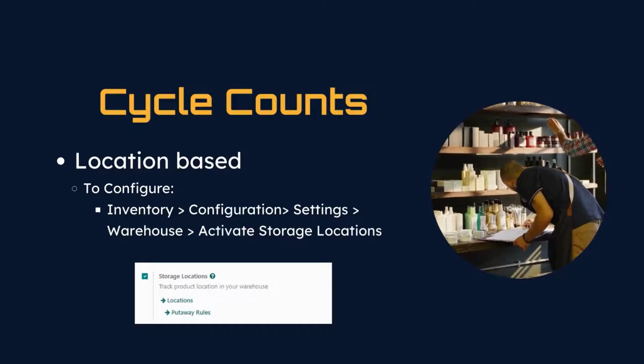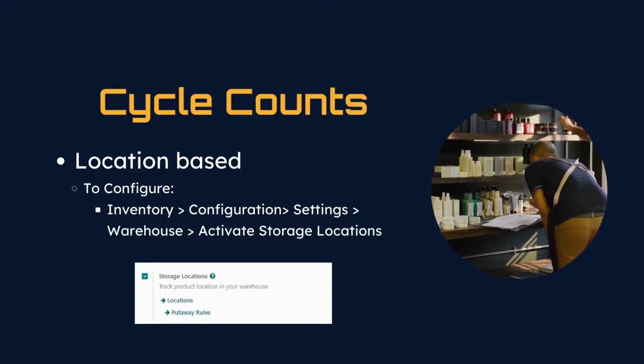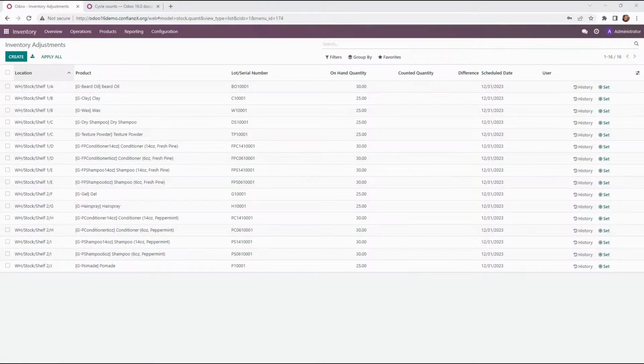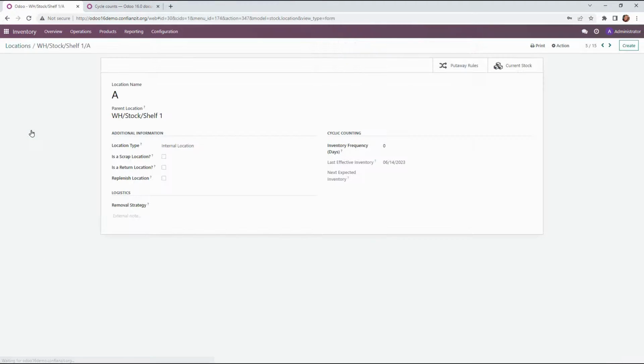It's also important to note that in Odoo, we configure the cycle counts from the storage location setting. To do this, we'll need to go up to the locations from our configuration drop-down menu, and we're going to choose a location to open up. Let's check out shelf 1A, or bin A.